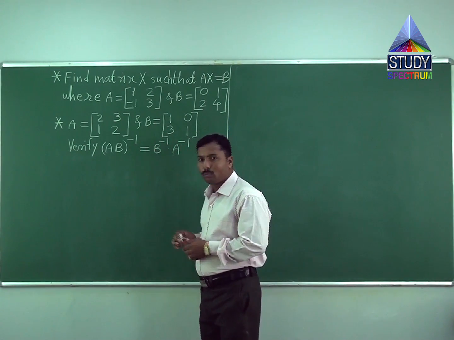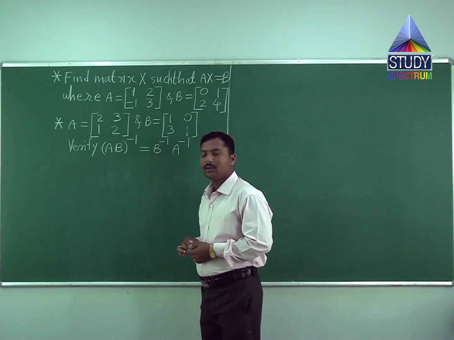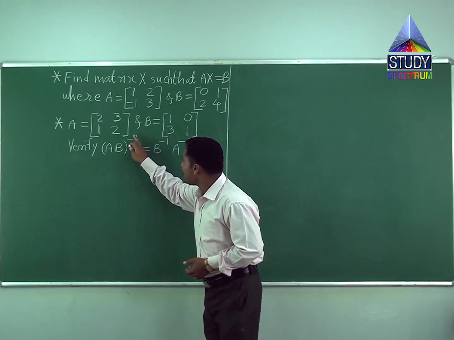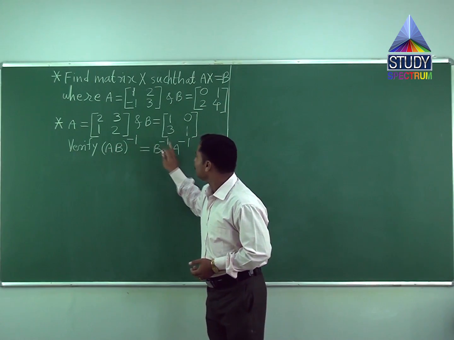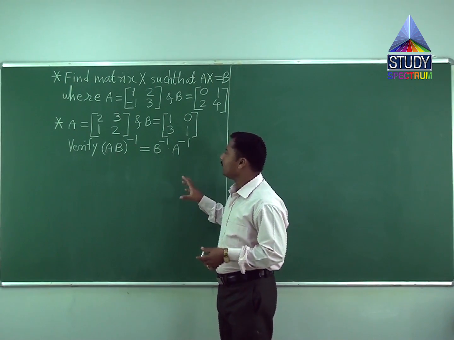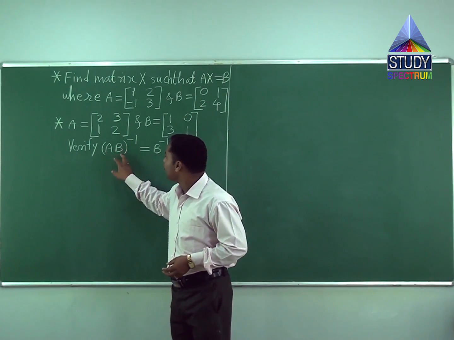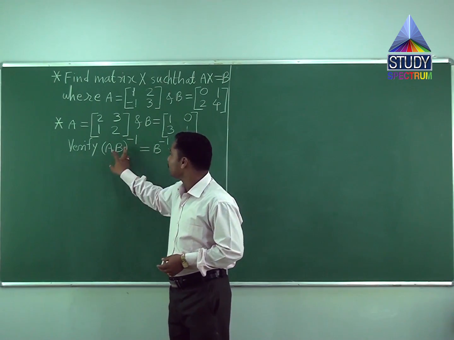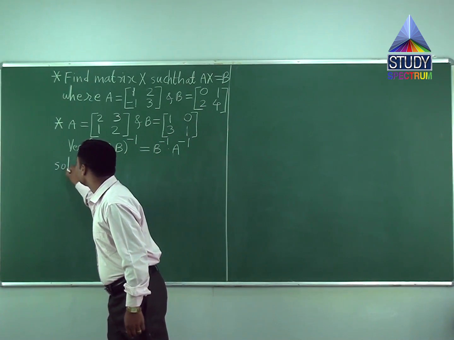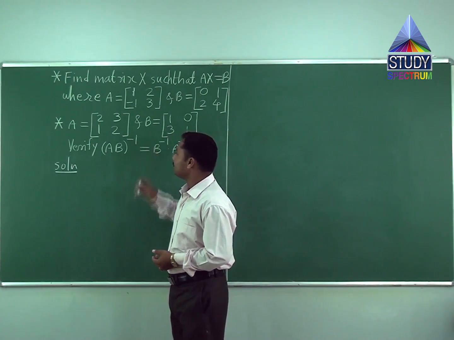Very interesting problem this is, because A is given and B is given, and verify that AB inverse is equal to B inverse into A inverse. So solving this problem, first we find the A into B, and then we take the inverse of this A into B. So what is the solution? A into B, its inverse.